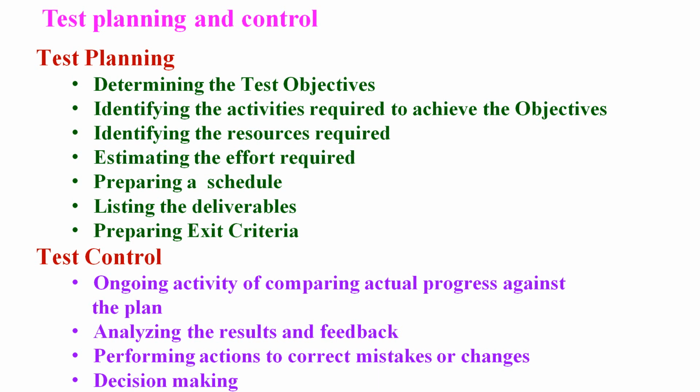So decision making means there will be so many decisions that we are supposed to take. Your manager, at manager level, will take some decisions. At the test level, test lead level, he will take some decisions like this. So the test control activity will include all these steps.